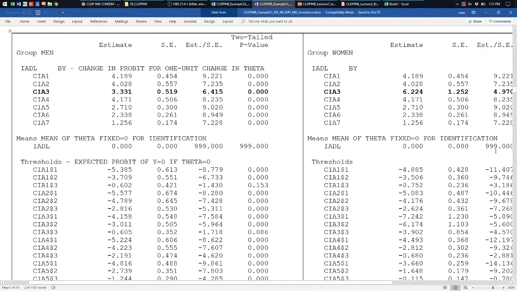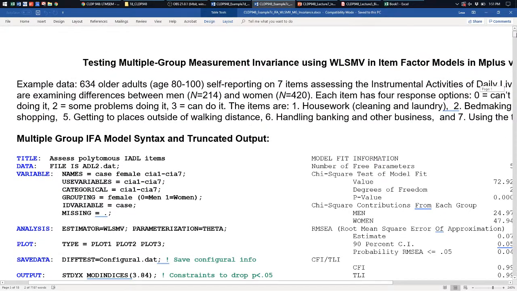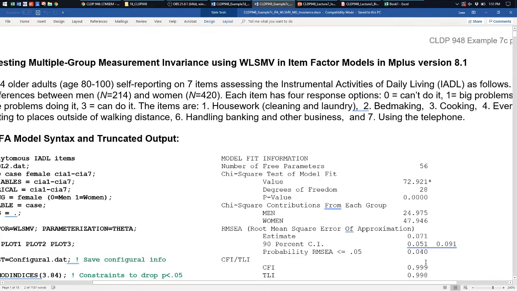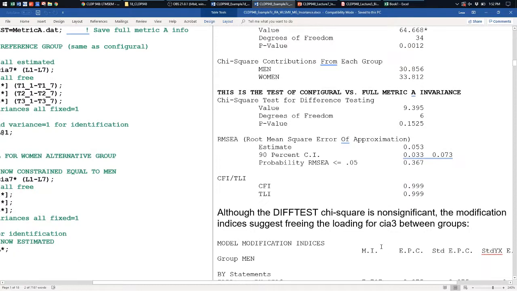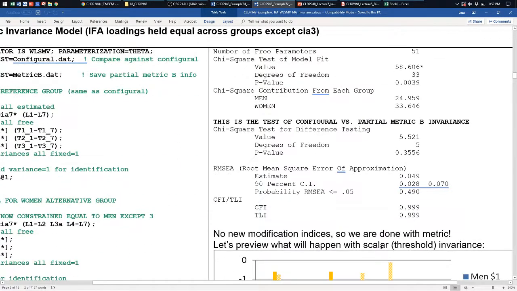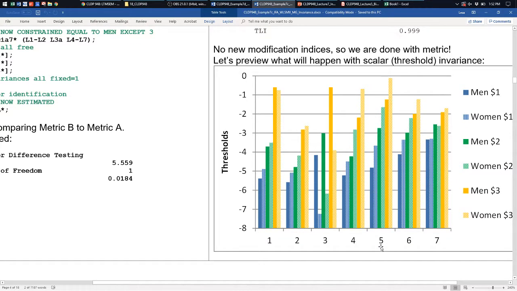Item 3 looks to be way more related to the trait in women than in men. What is item 3? Cooking. Keep in mind this is a sample of older adults who were born in like the late 1800s. So there's some generational things here. But keep that in the back of your mind as the story unfolds here. All right. With me so far? Yes, sir.